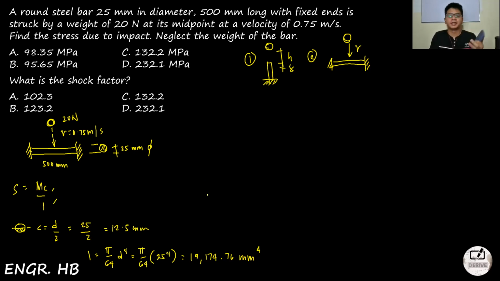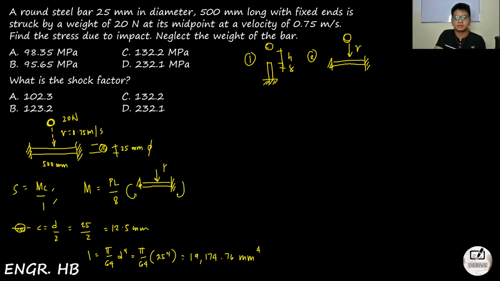So we're looking for the M, which is the bending moment. And we all know na kapag fixed end, meron tayong shortcut formula na M is equal to PL over 8. Basta ang itsura niya is ganito. Okay, so ito yung moment, and this is the P. Ibig sabihin si P ay tumama at the midpoint. Sabi sa problem, binoto raw si 20 Newton weight at its midpoint. So ito yung letter P.